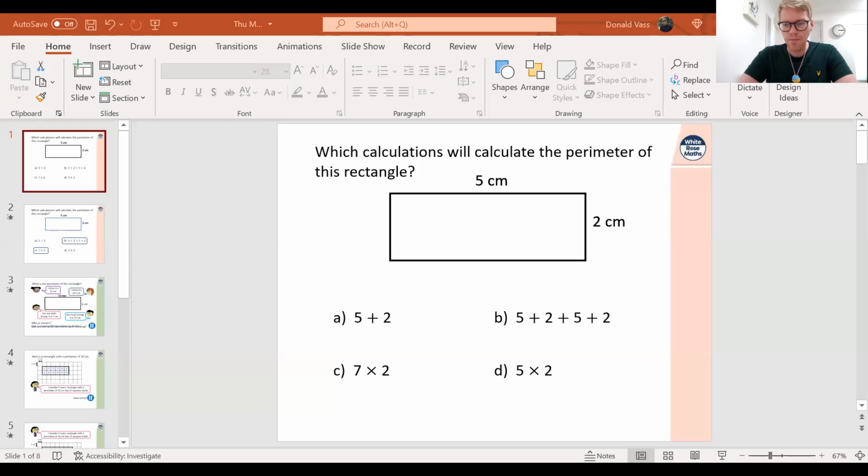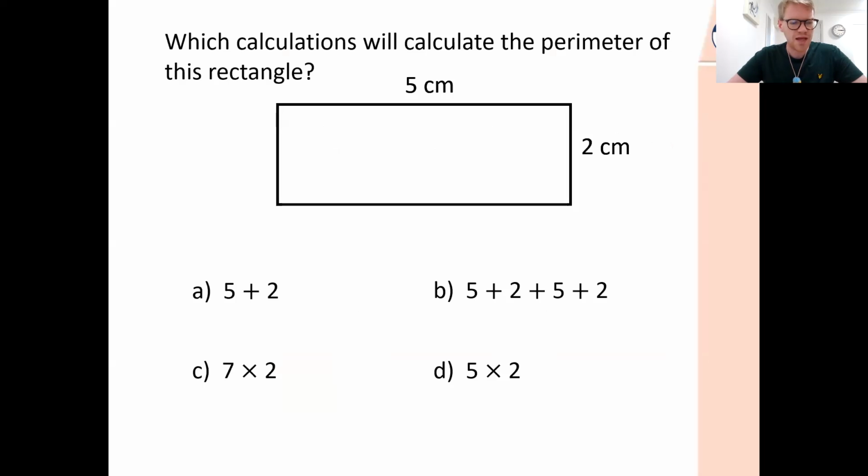So over the last few days then, we've been thinking all about perimeter, haven't we? And so we're going to be thinking a little bit more about that today. We're going to try to move that learning on a little bit more with some problem solving today. So first of all then, let's think about this question. Which calculations will calculate the perimeter of this rectangle?